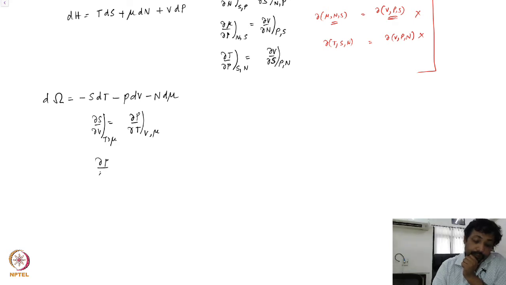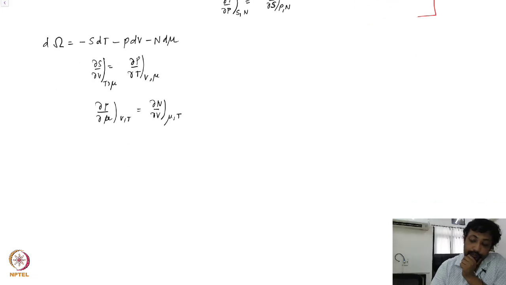Then you have ∂P/∂μ, V and T are held constant, ∂N/∂V, μ and T are held constant, and finally ∂S/∂μ, N and V are held constant, you have ∂N/∂T, μ and V are held constant.